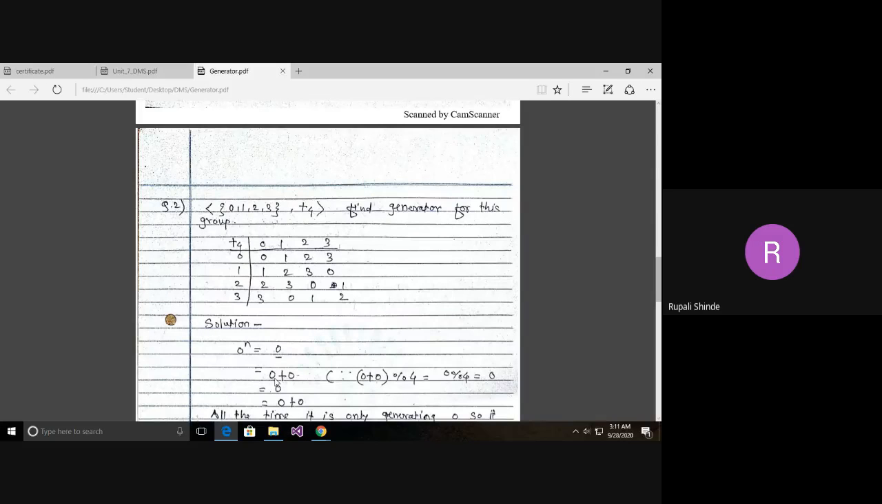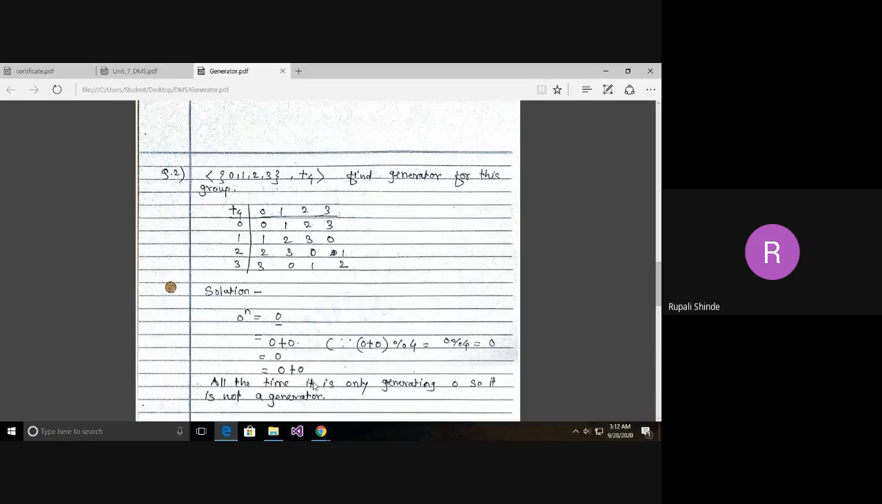That means we first add the two elements, then take modulo division by 4. So here 0 plus 0 is 0, and 0 mod 4 is again 0. So what answer did we get? 0. Again we have to take its composition with 0. Again it is repeated as 0 plus 0 mod 4. So all the time it will generate only the value 0. That's why 0 is not a generator of this group.